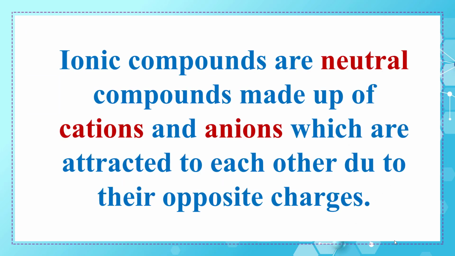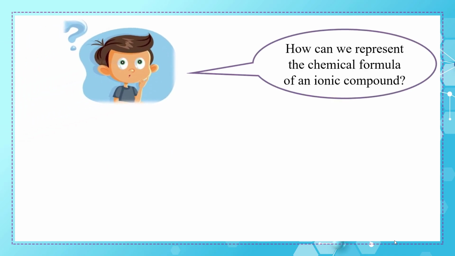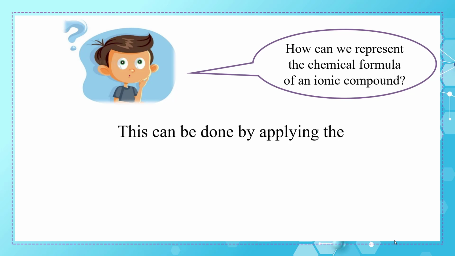Let us refresh the memory by remembering the definition of the ionic compounds, which are neutral compounds made up of cations and anions which are attracted to each other due to their opposite charges. A question: how can we represent the chemical formula of an ionic compound? This can be done by applying the Criss-Cross method. What is the Criss-Cross method?